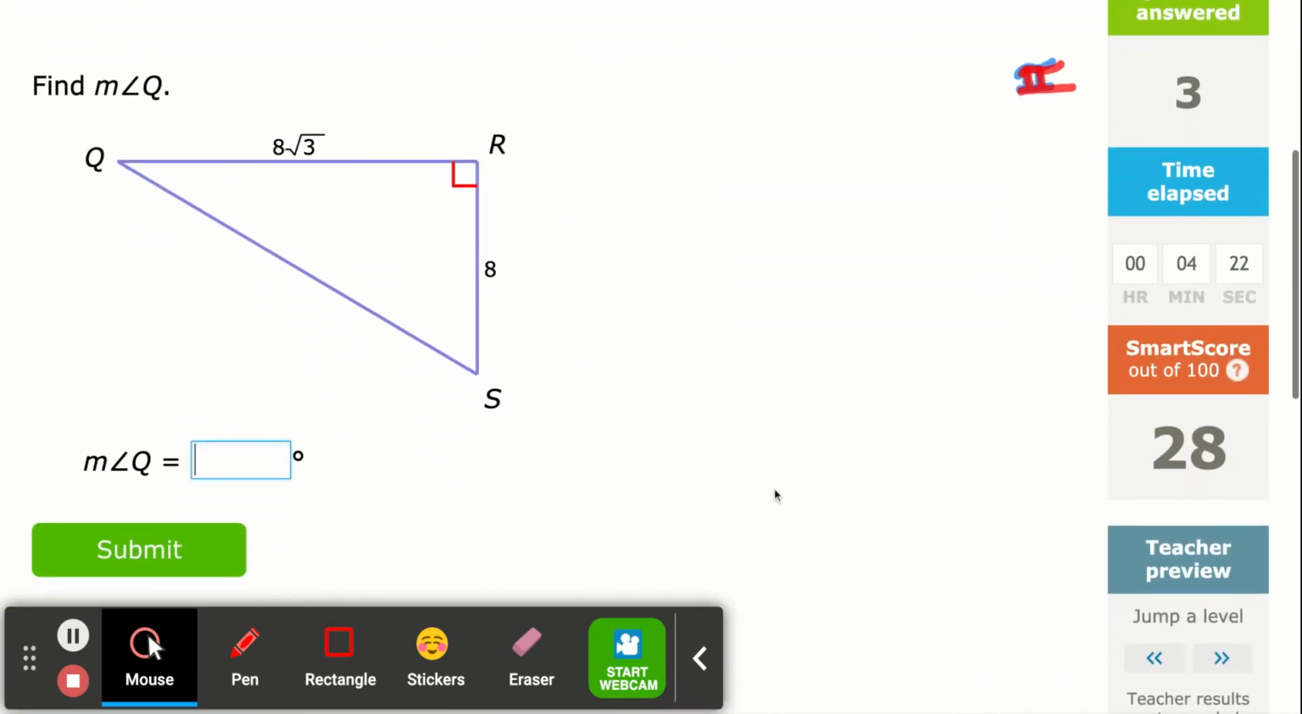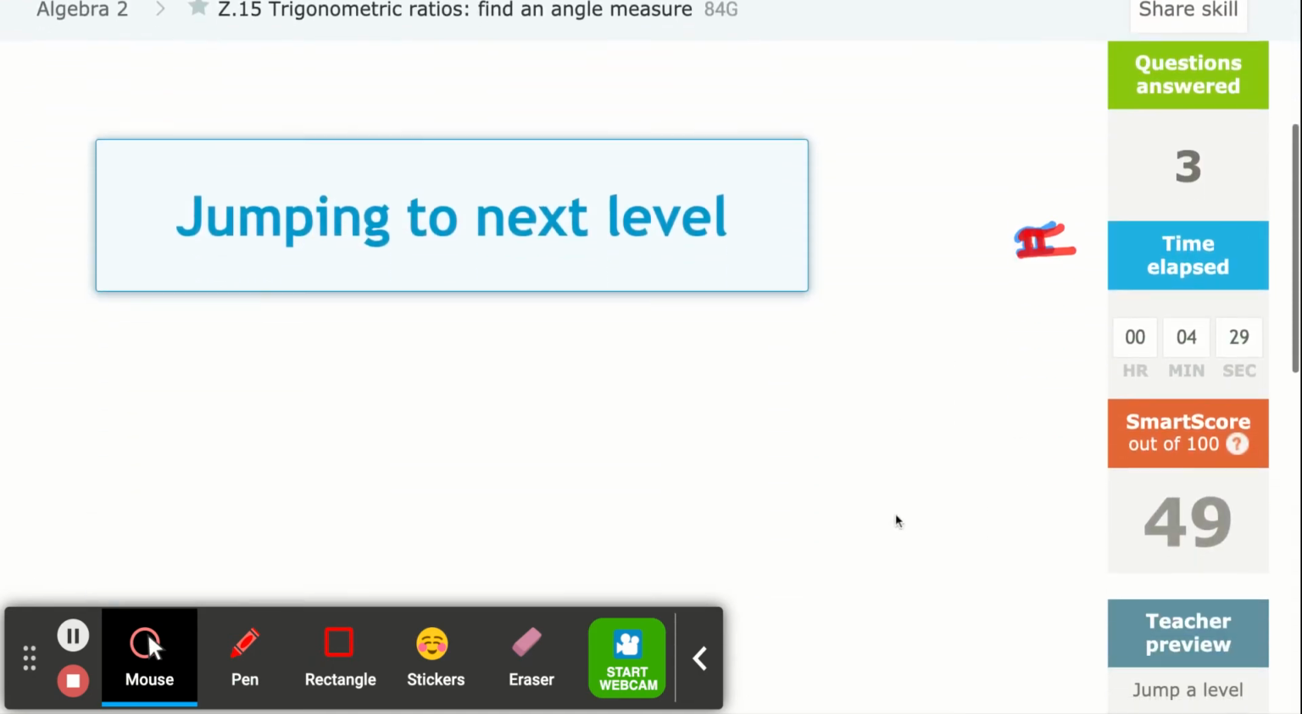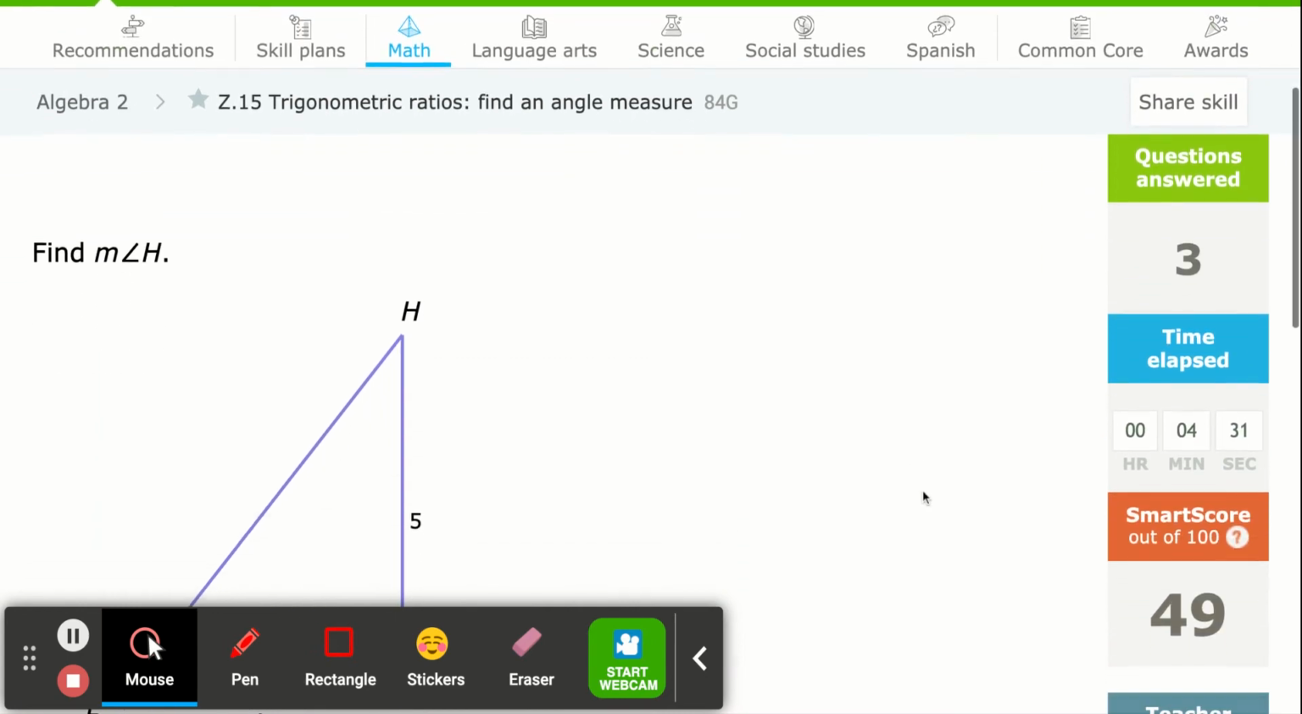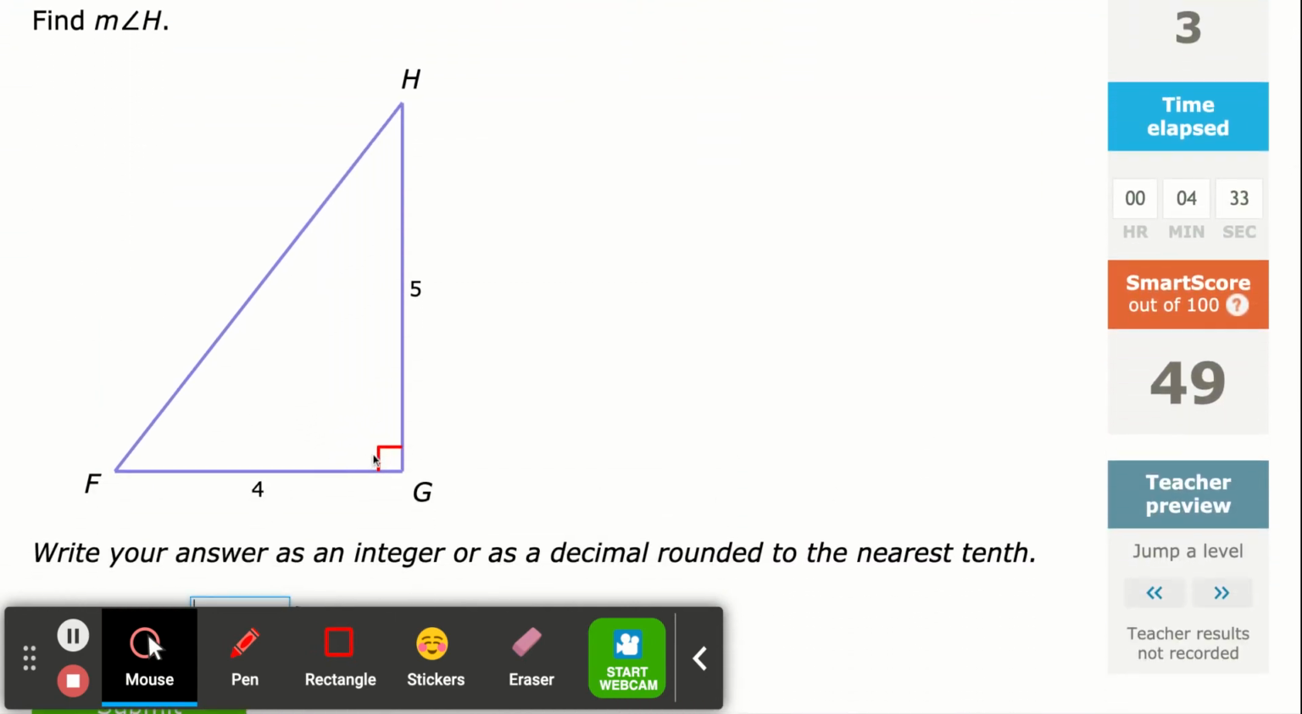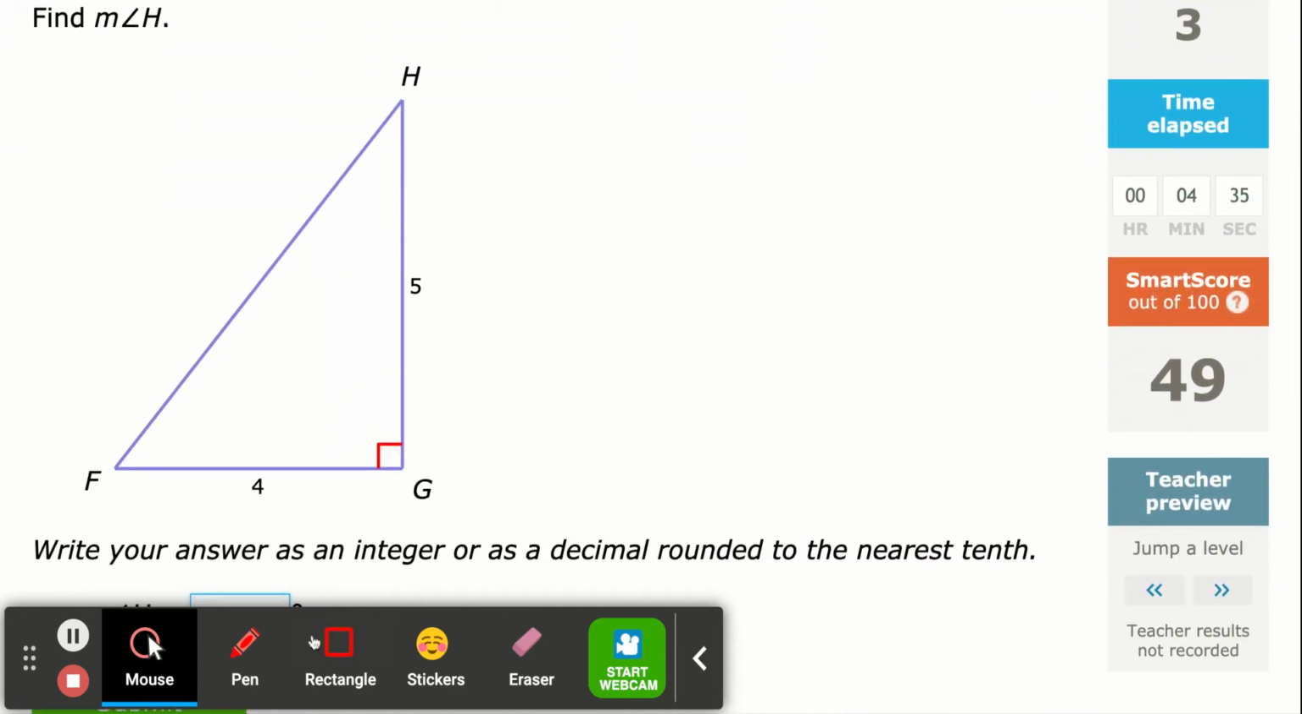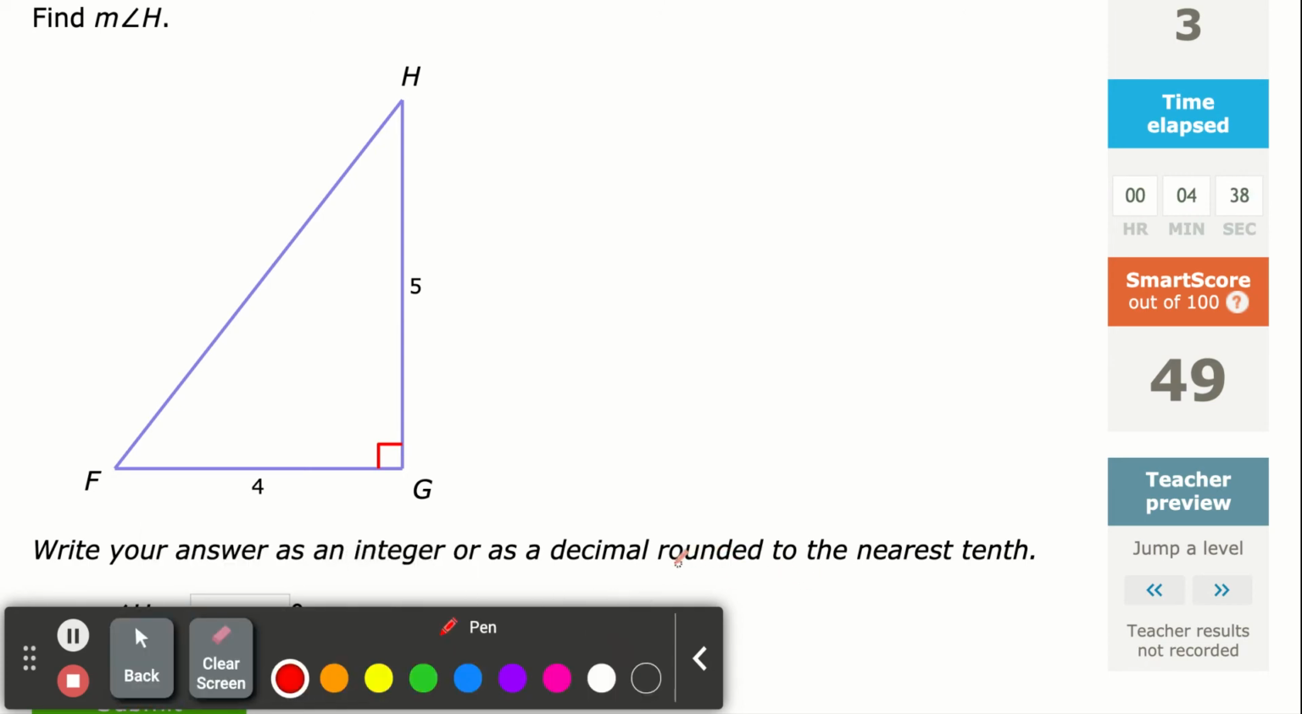I'm going to jump ahead. Again, this is 8 square roots of 3. This is a 30-60 right triangle. But eventually we get to some that will not be nice angles. Like this one here is not a nice angle. You'll actually use your calculator and your trig keys, and you're going to do the inverse.